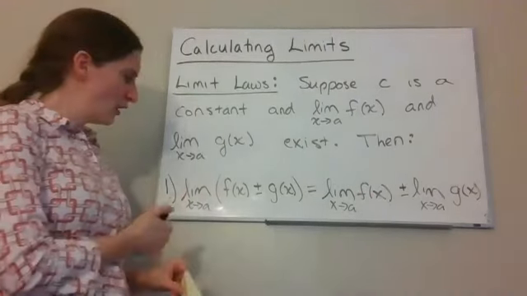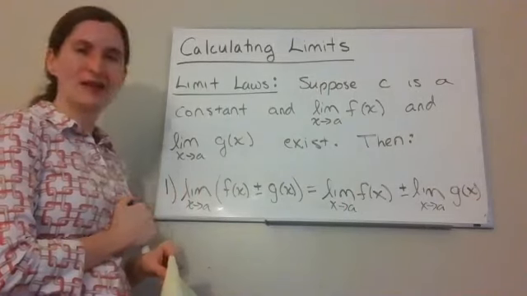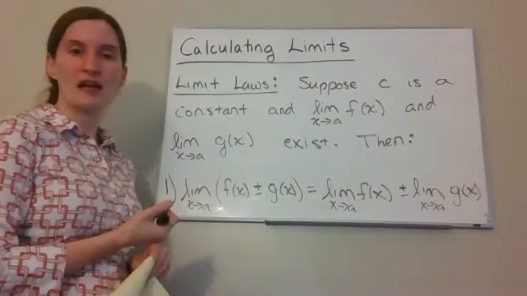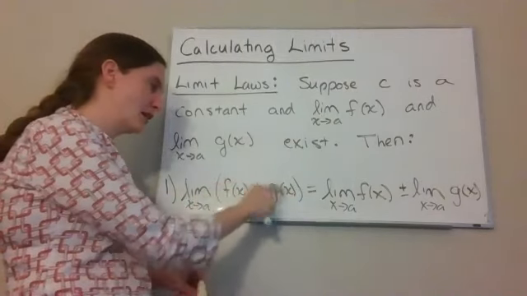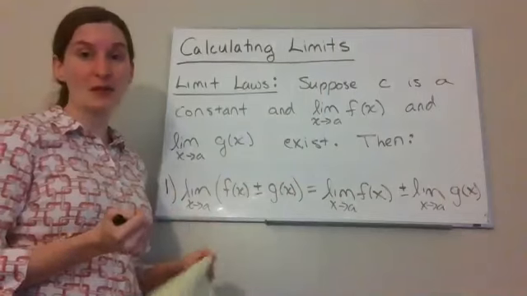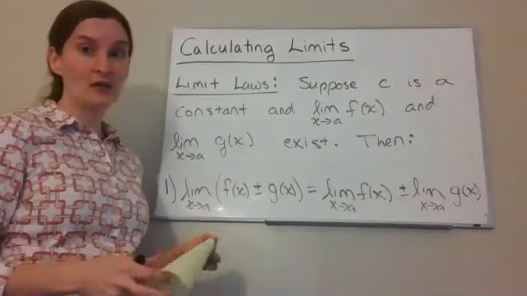This is a limit law that should feel pretty intuitive because it's how you would want things to work anyway. You would want this limit to work out so that you can take the limit of each piece separately and then add the results together. And it is true all the time.